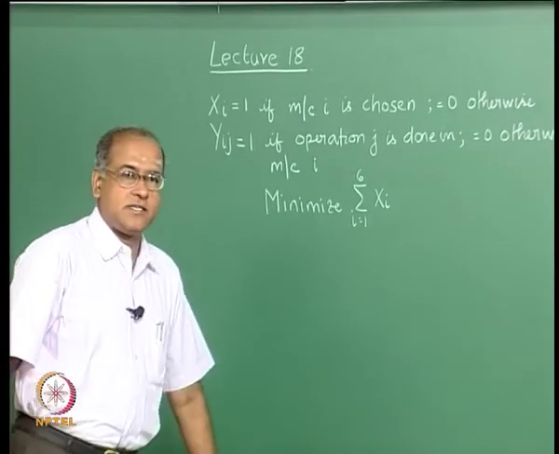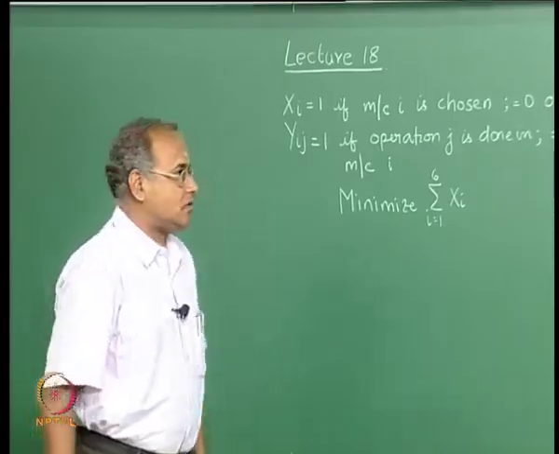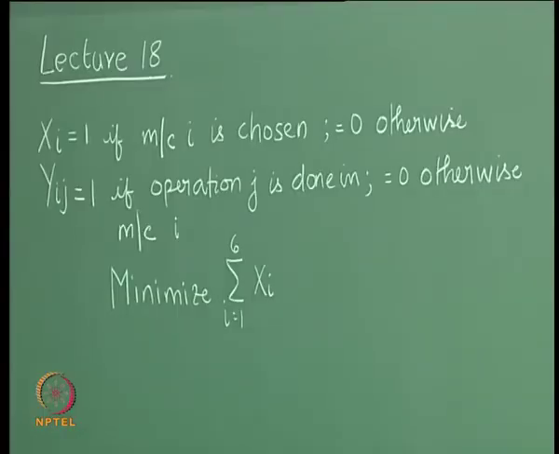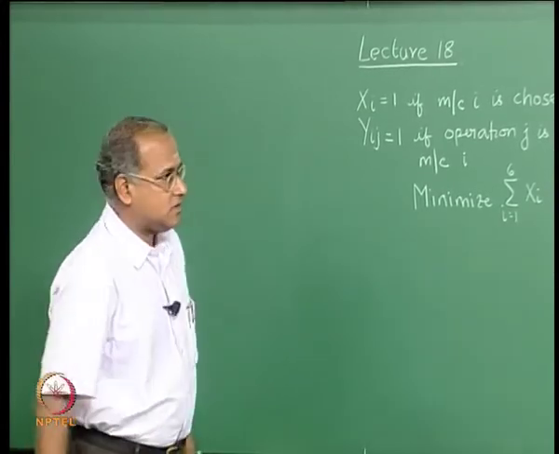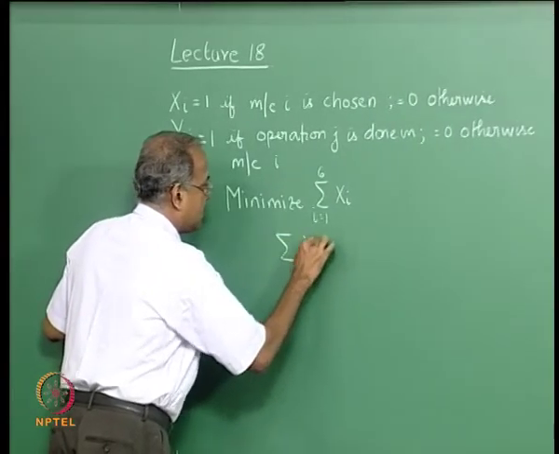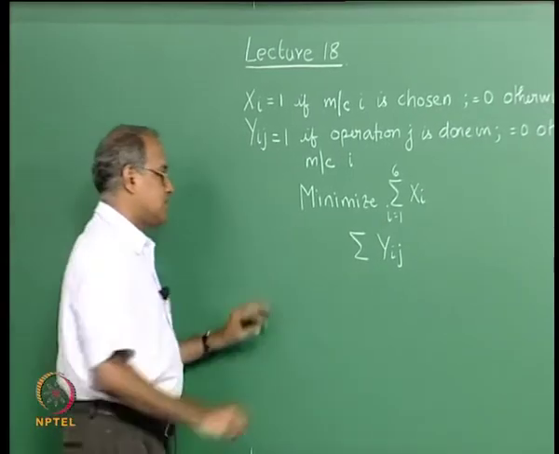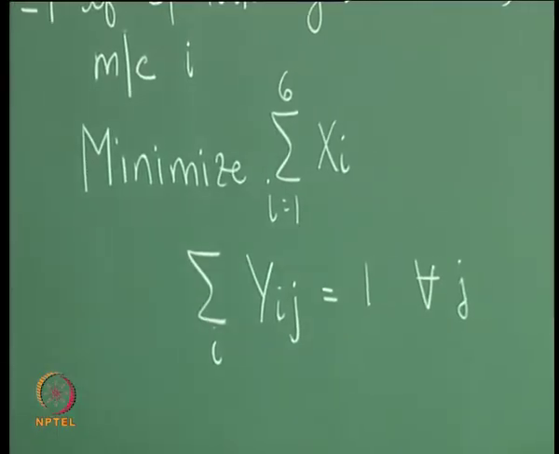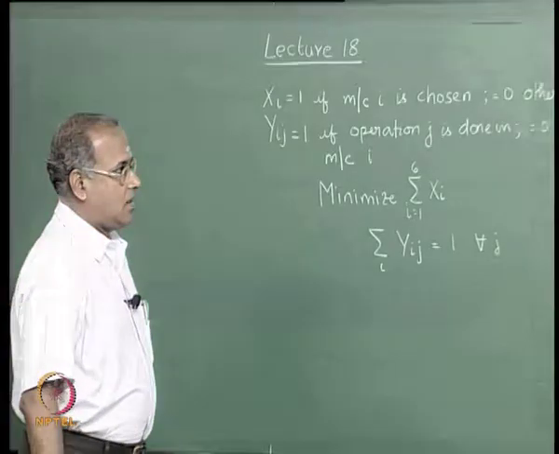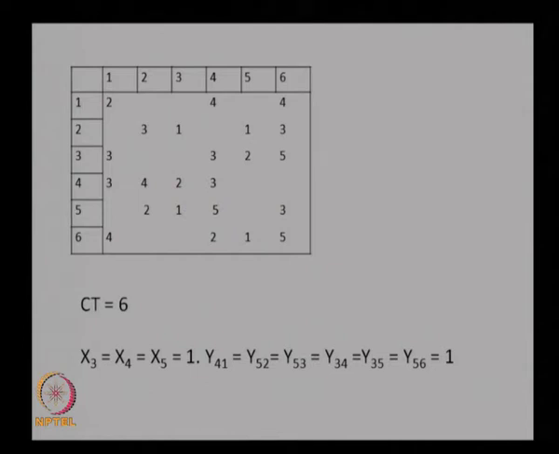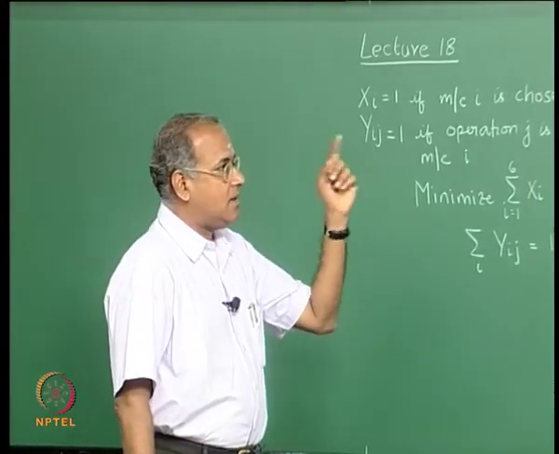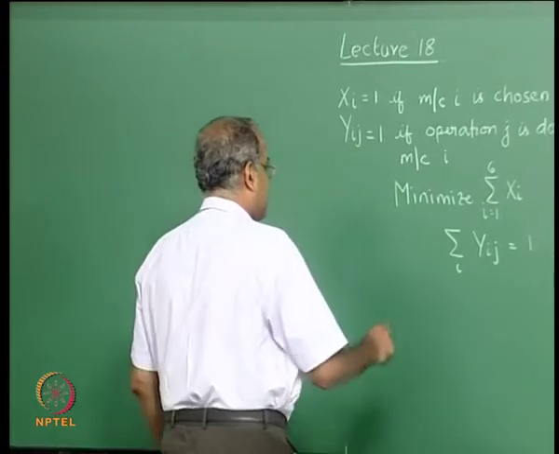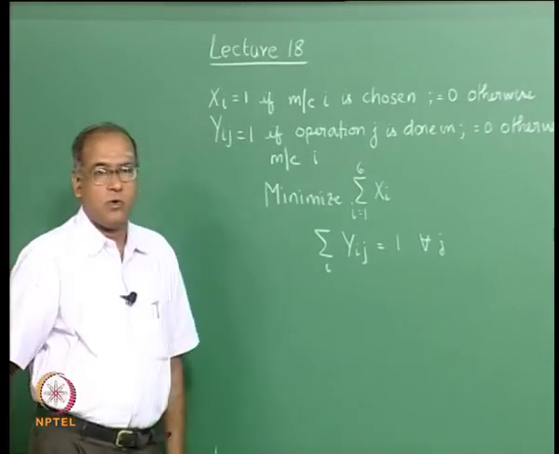Now, the cycle time on each chosen machine should be less than or equal to 6. Each operation is assigned to only one machine. So, if we take the first operation, sigma y_ij summed over i is equal to 1 for every operation j. For the first operation, y_11 plus y_31 plus y_41 plus y_61 is equal to 1, indicating that operation number 1 goes to only one machine out of machines 1, 3, 4 and 6. So, this takes care of the fact that each operation is assigned only one machine.